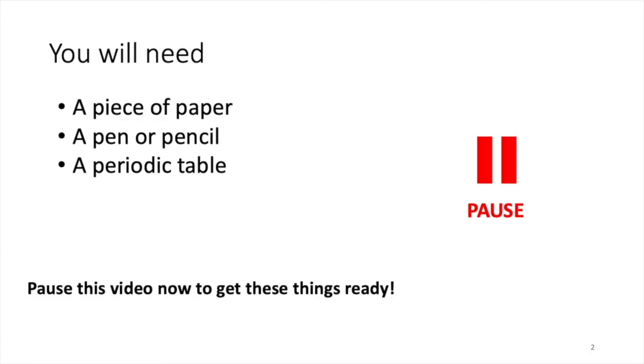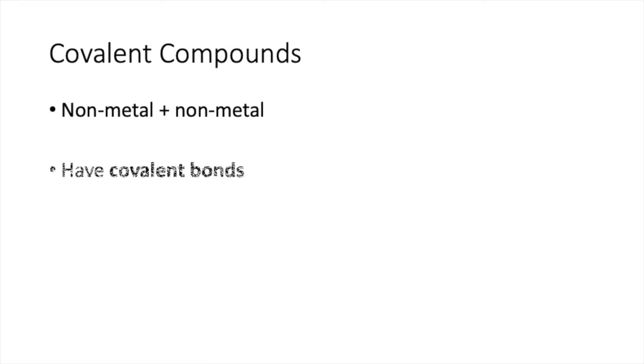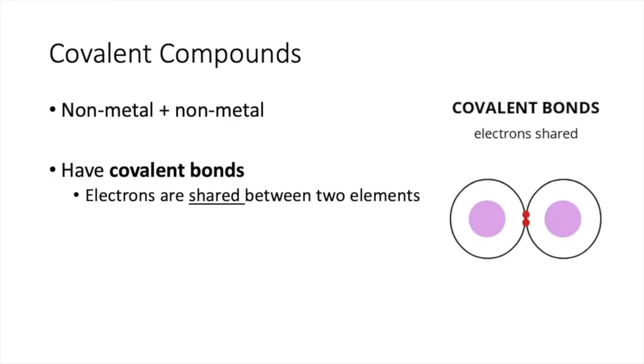Okay, welcome back. So what are covalent compounds? Just some review. Remember, it is when you have a nonmetal bonded with a nonmetal. They have covalent bonds. A covalent bond is when electrons are shared between two elements. So it looks like this. Look at those nonmetals sharing their electrons.